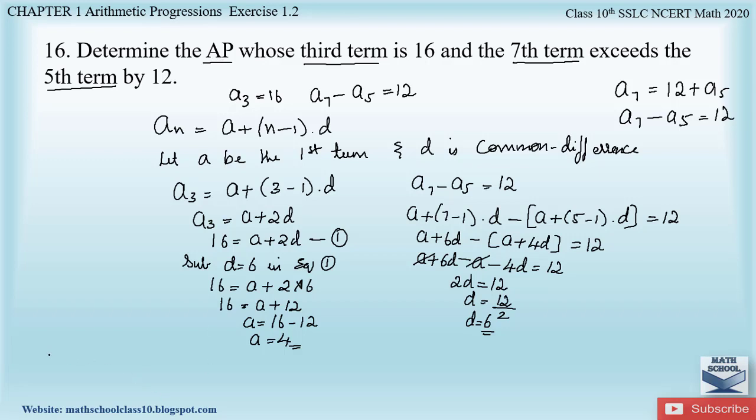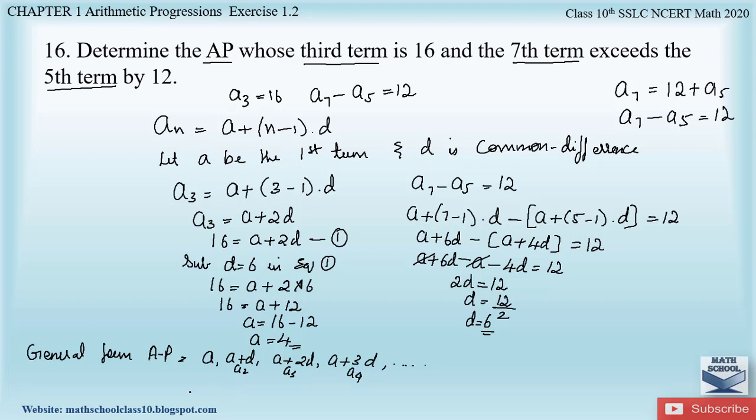We already know the general form of an AP is given by: the first term is a, the second term a2 is a plus d, the third term will be a plus 2d, then a plus 3d, and so on. So this is the first term, this is the second term a2, this is the third term a3, and this is the fourth term.